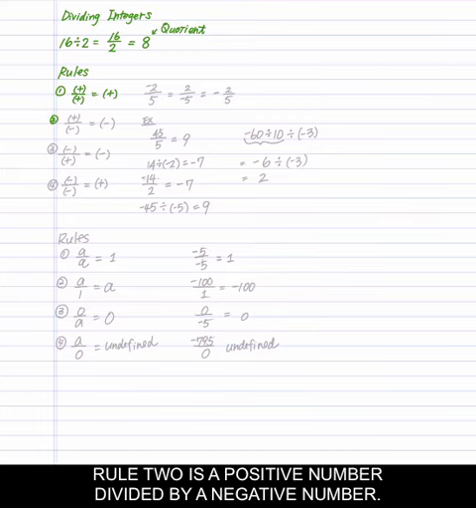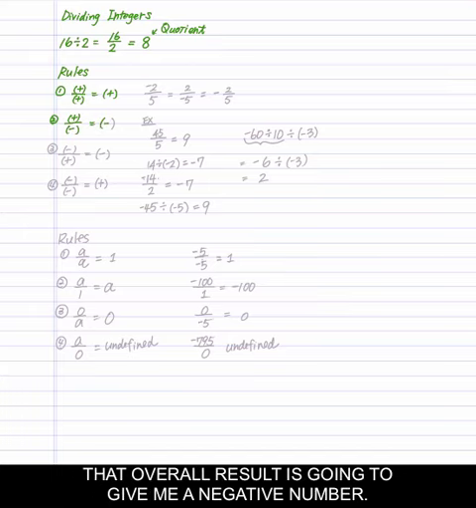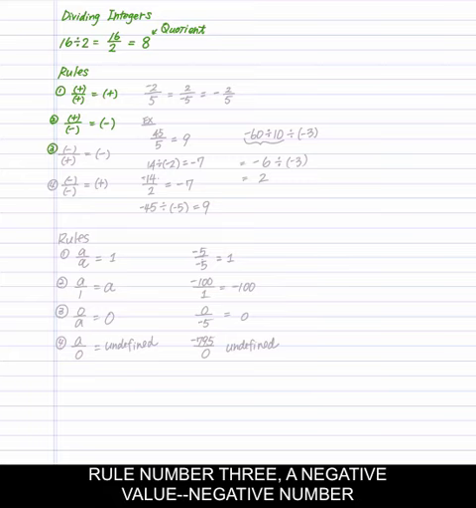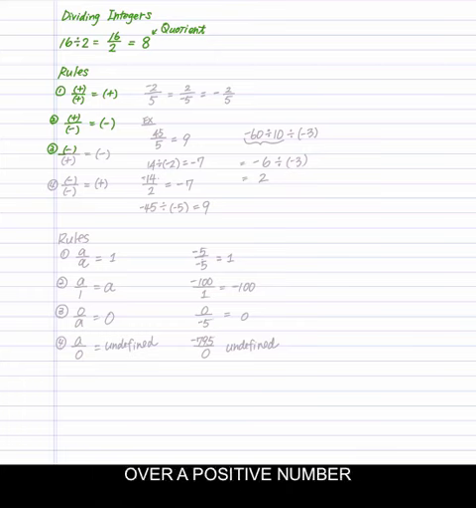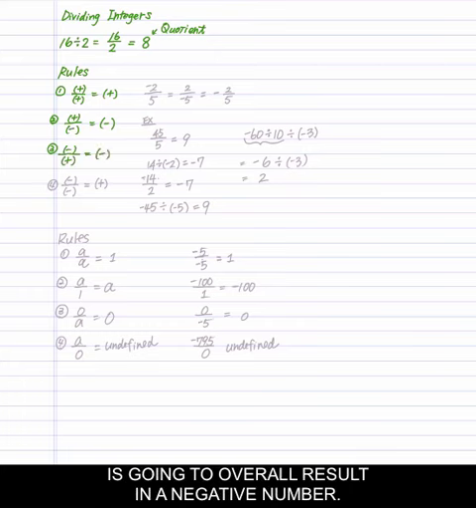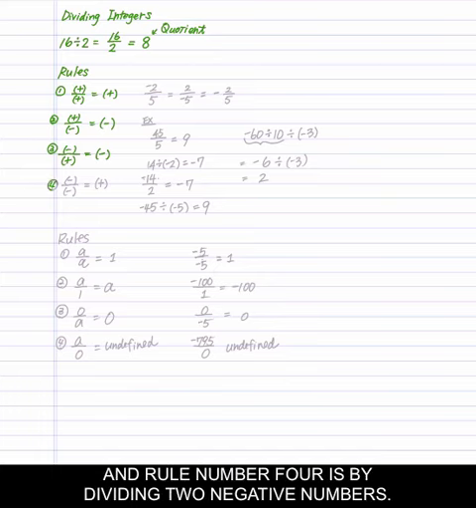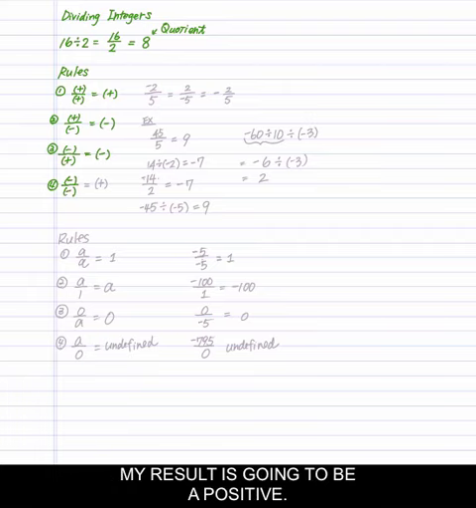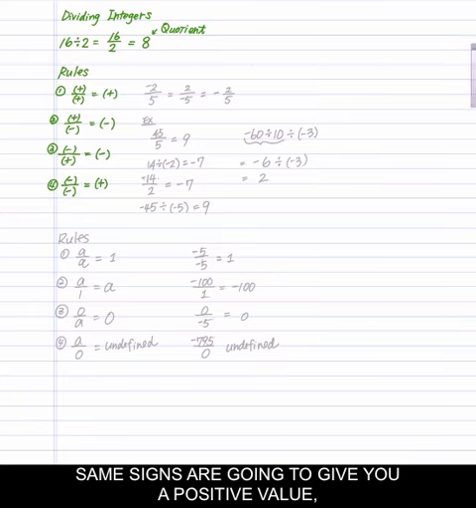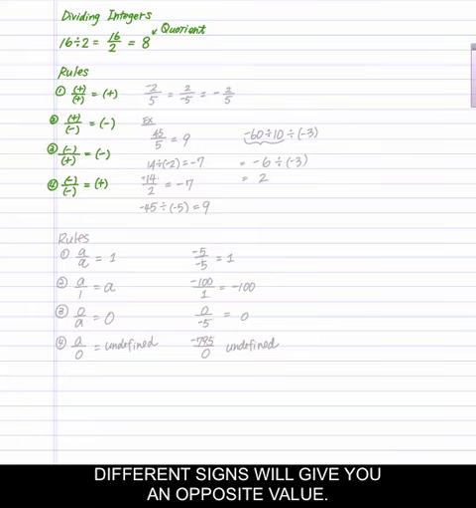Rule 2 is a positive number divided by a negative number. That overall result is going to give me a negative number. Rule number 3, a negative number over a positive number is going to overall result in a negative number. And rule number 4 is if I'm dividing 2 negative numbers, my result is going to be a positive. It's the same rules as multiplying. Same signs are going to give you a positive value. Different signs will give you a negative value.